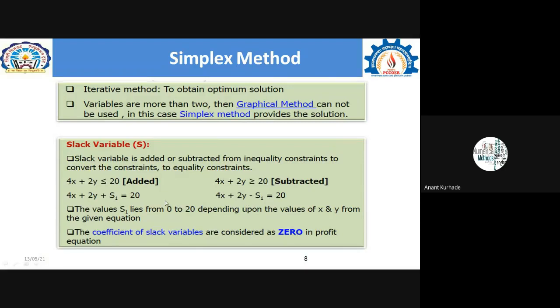And what is given here? The value of s1 lies from 0 to 20 depending upon the values of x and y from the given equation. It's not required here. Leave it.